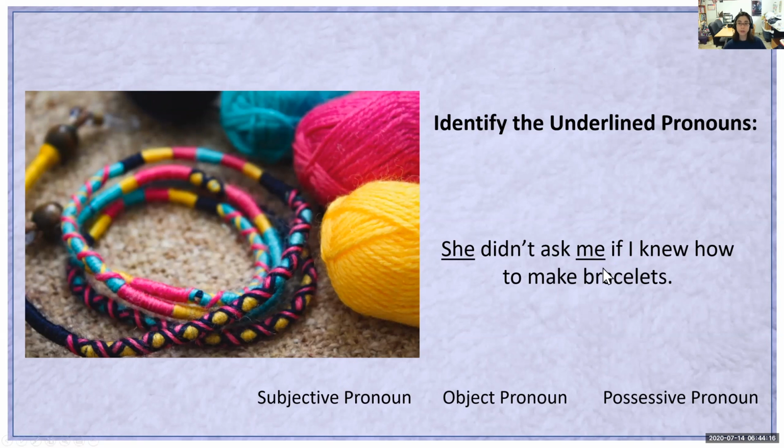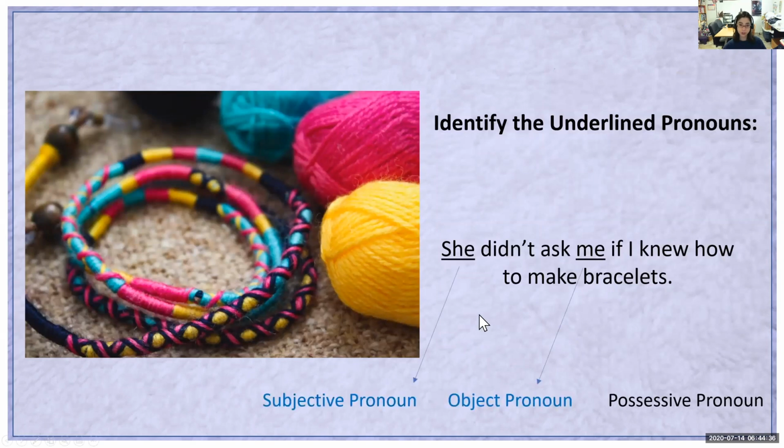Now for this one, there's a second pronoun, which is me. For she didn't ask me, is me going to be a subjective pronoun, an objective pronoun, or a possessive pronoun? If you said that me would be an objective pronoun, you are correct. So just to recap, she is going to be a subjective pronoun because she is the subject, and me is going to be an object pronoun because it's receiving the action. She didn't ask me. So I, me, is the one being asked. So again, that's receiving the action of the asking.